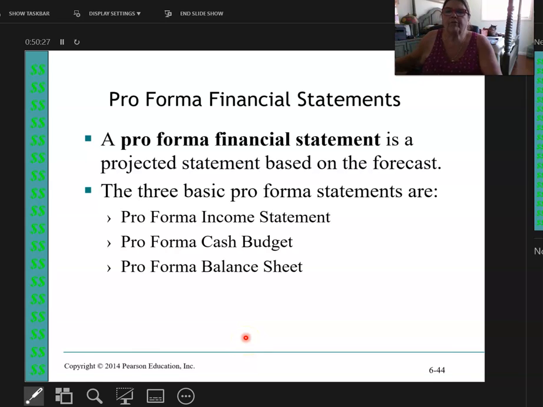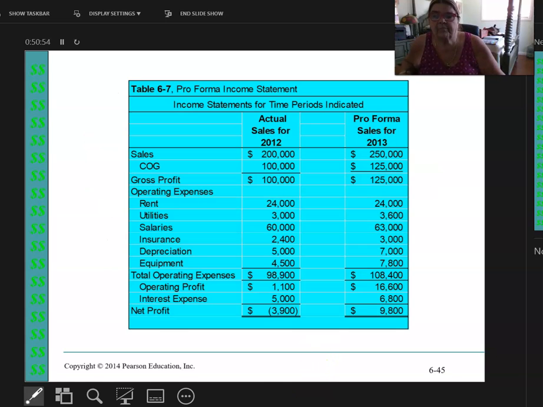So we're going to start with Proforma financial statements. Remember, I said Proforma financial statements are projected. So I'm going to do an income statement, a cash budget, and a balance sheet. Remember, this is best guess based upon my revenue projection and my anticipated cost, what it's going to cost me.